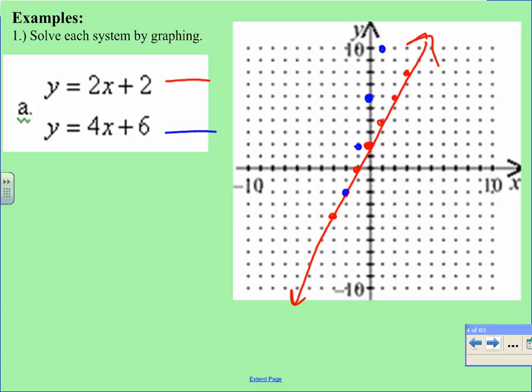I'm going to do one more. Down 4 to the left 1. Let's connect our points. Oh, that wasn't so straight. As neatly as you can.